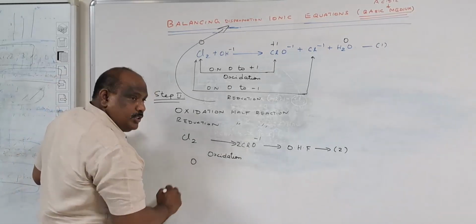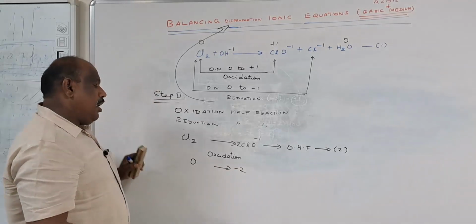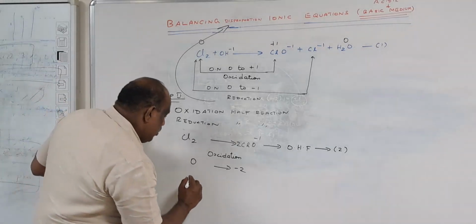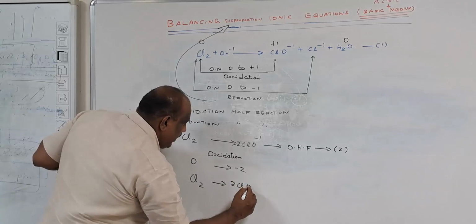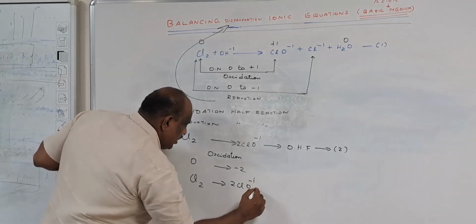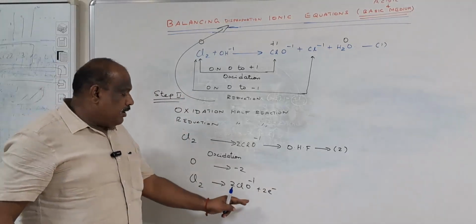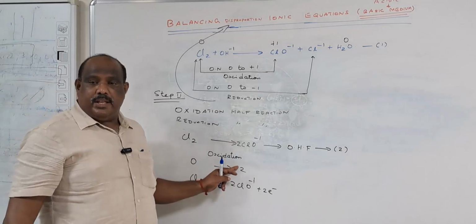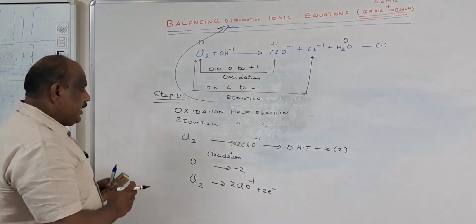Here the charge is what? 0. Here the charge is what? -2. So how may it become -2? By giving 2 electrons. So Cl2 will give 2 ClO⁻ plus 2 electrons. Why have I given 2 electrons? Because only after giving electrons will it undergo oxidation. So I am adding 2 electrons on the right hand side.